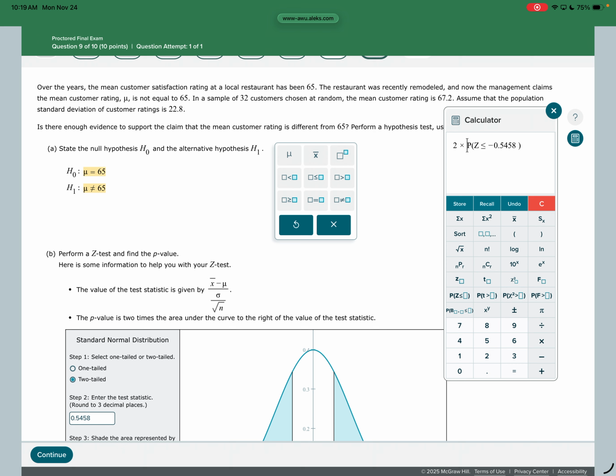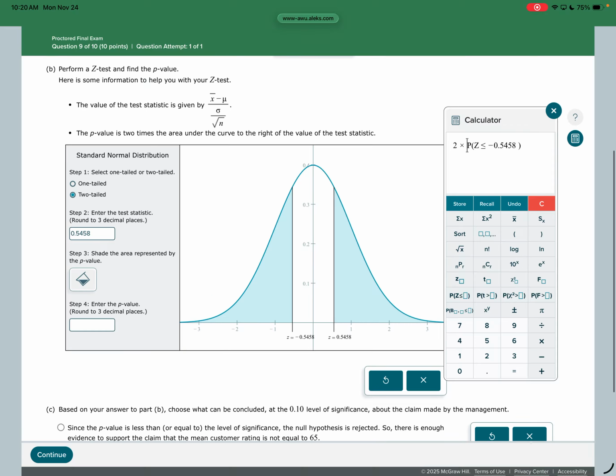If my original number is 65 and I got 67.2, that's bigger, right? So they use the right tail. If it was less than, they'd use the left tail. And that's why they switch back and forth. I always just do the left tail because that's the one the calculator button uses. The calculator button always is less than, so I just use that one. Does that kind of make sense? You have to switch it back and forth. I know, I hate that they switch it back and forth.